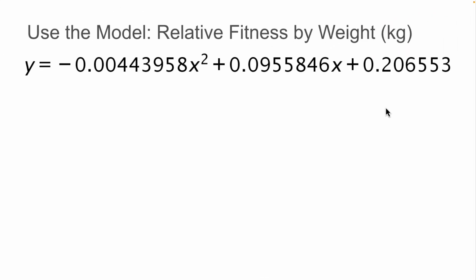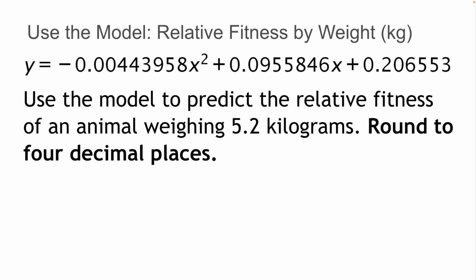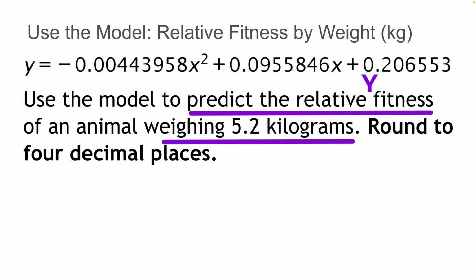Okay, so now let's go ahead and use the model that compares relative fitness by weight in kilograms. Let's use the model to predict the relative fitness of an animal weighing 5.2 kilograms. Let's round our answer to 4 decimal places. Since we want to predict the relative fitness, we're looking for a Y value for an animal weighing 5.2 kilograms. The weight were our X values. So essentially, this problem is asking me to find Y when X is 5.2.